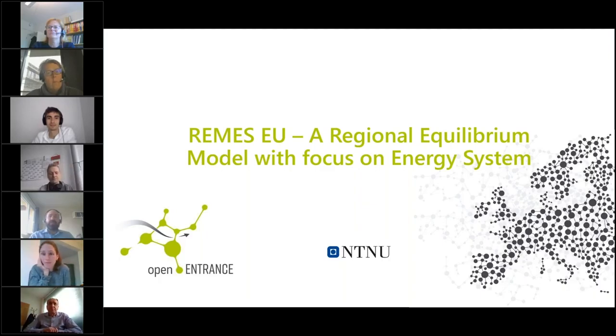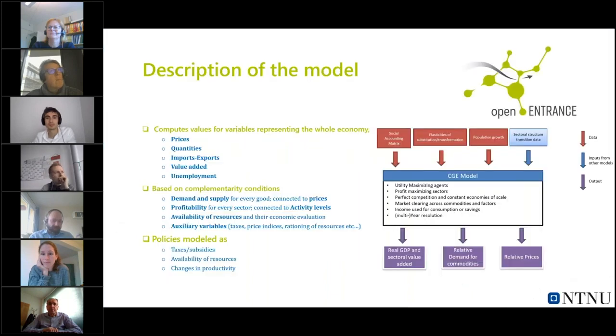In the next slide, we can see that it is a model that computes the future projections for major economic variables like prices, quantities, imports and exports, value added, and unemployment, given a policy. That could be, for example, the decrease in CO2 budget. What happens in the different European countries, and similarly to what Hetty presented in her pitch, it computes the spillover effects between different countries or different sectors in this case also.